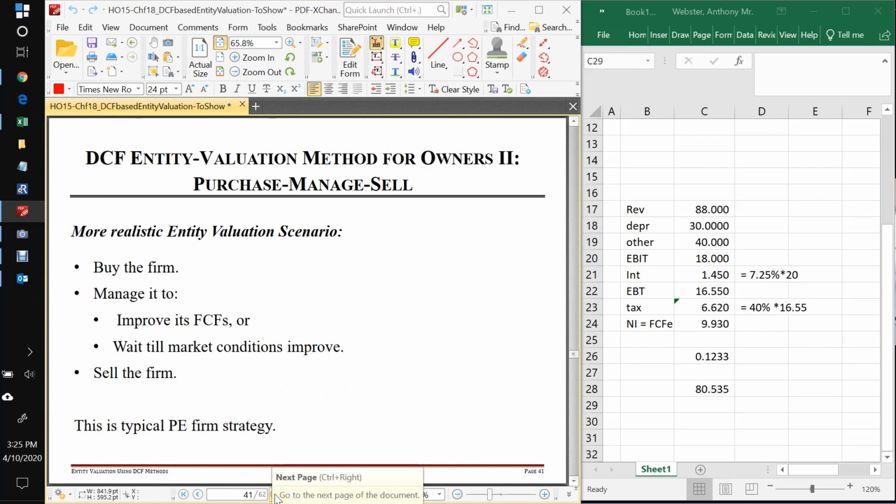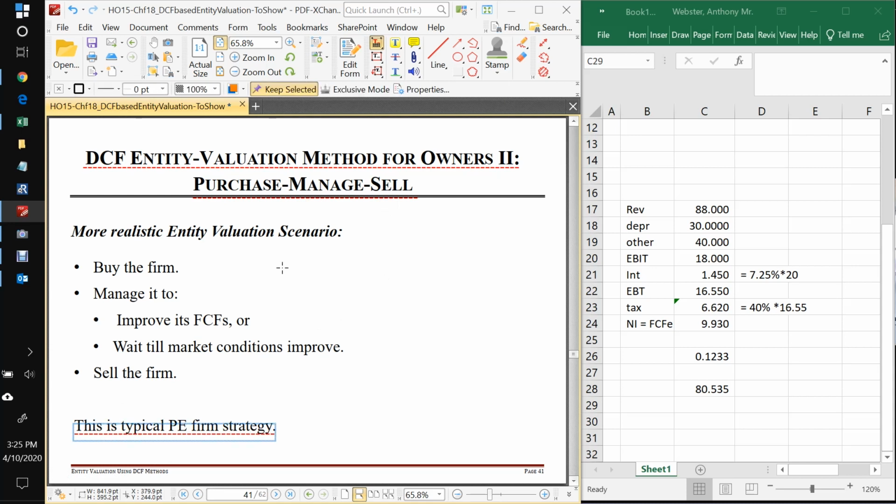Okay, so let's look at another example here. Let's look at valuing a company for owners in a little bit more realistic situation. Instead of purchase and hold forever, this is going to be purchase the firm, manage the firm, and sell the firm. This is, as I've got down here, jumping ahead, a typical private equity firm strategy. So let's see what we've got here.